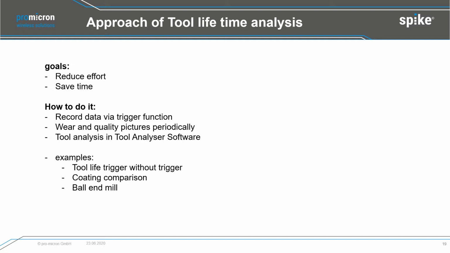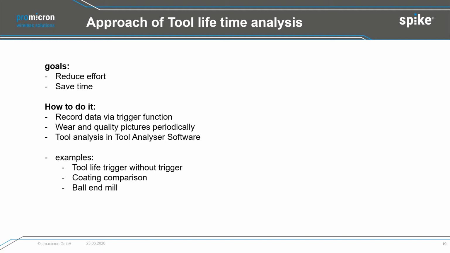Because of Spike, we reduce the effort to do wear and quality pictures periodically. So we only need to do the pictures every 100 times and not every 10th time. A very good reduction of effort. And we have the tool analysis function. We can do detailed tool analysis in the tool analyzer software for dynamic changes, to analyze dynamic effects and so on.